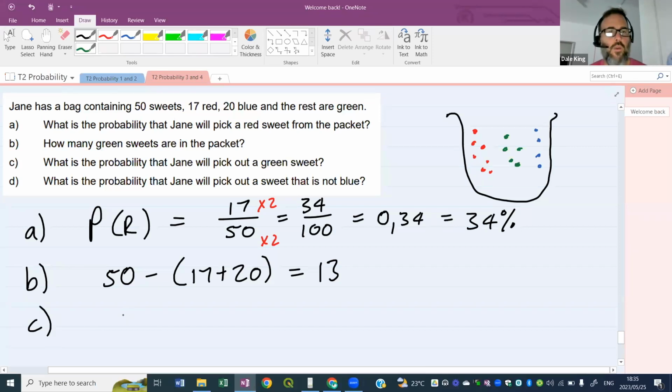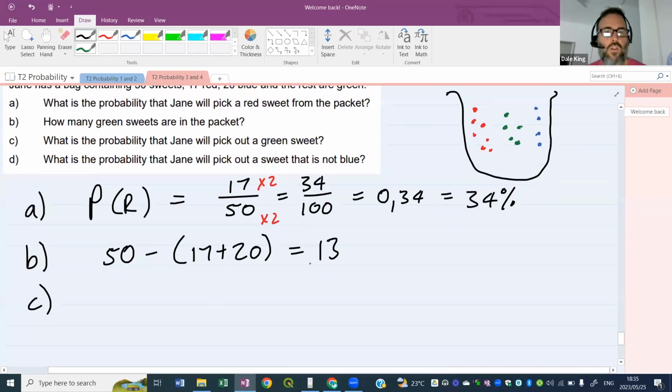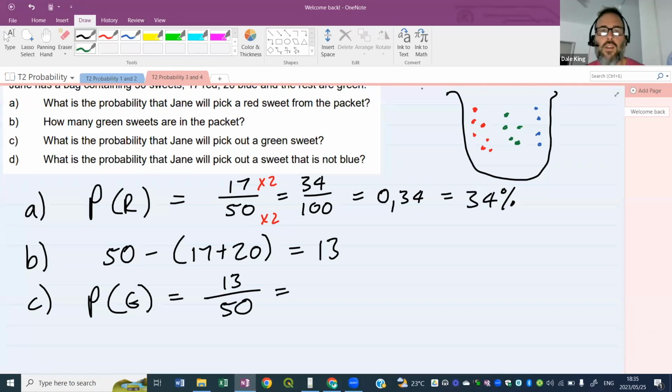C. What is the probability that Jane will pick out a green sweet? Okay, so we couldn't do C unless we knew how many green sweets there were. Now that we know how many green sweets there are, what's the probability of getting green? Well, we know there are 50 in total. So it should be 13 out of 50. All right, 13 out of 50.